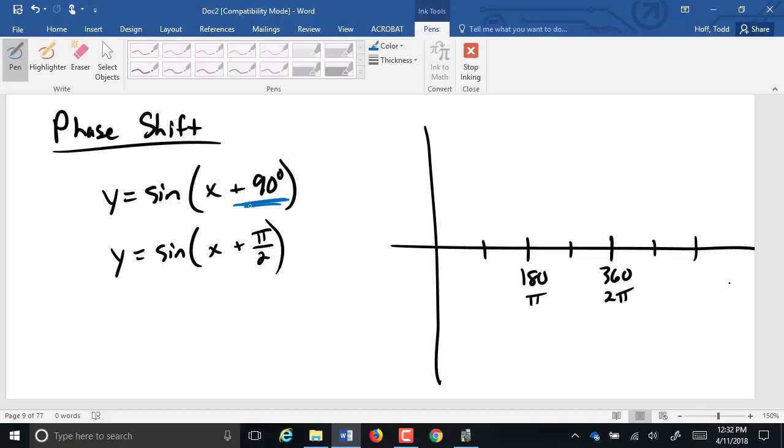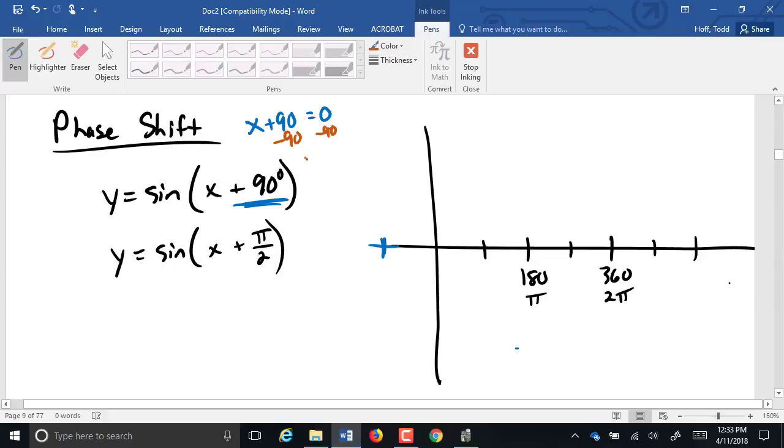Remember we said our starting point, our origin, is if we set this equal to 0, x plus 90 equals 0. If we solve that for x, what do we get? We subtract 90, we get x equals negative 90. That is where this curve starts, at negative 90, or negative pi over 2, if you would like. It's a sine wave, so that is at equilibrium at 0.